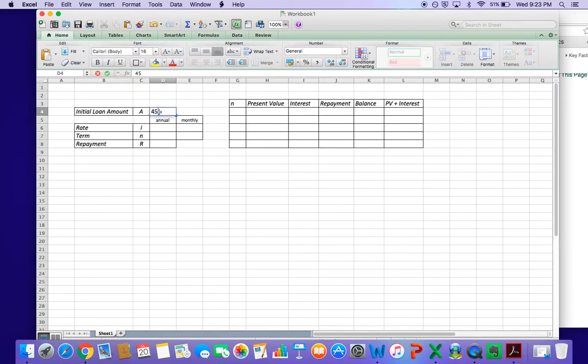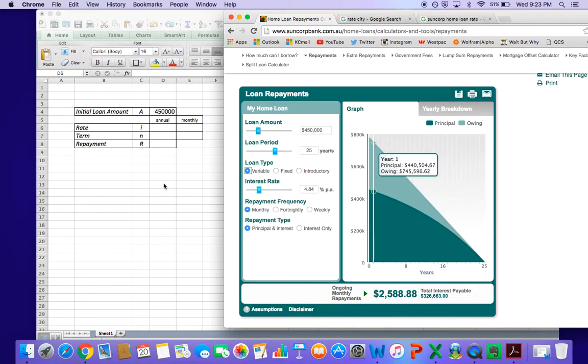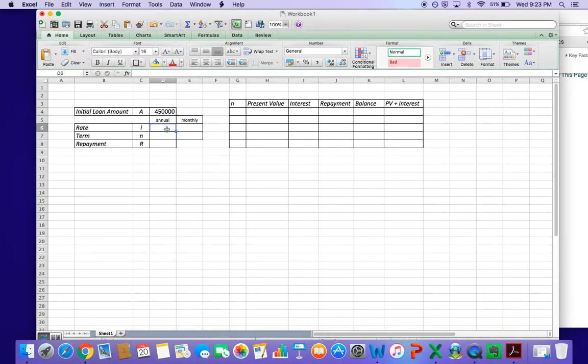So we'll start with 450,000 for the amount that we're going to borrow. The rate, we said that was 4.84, so the rate is going to be 4.84. The term will be 25 years, and the repayment, we'll get to that in a second.